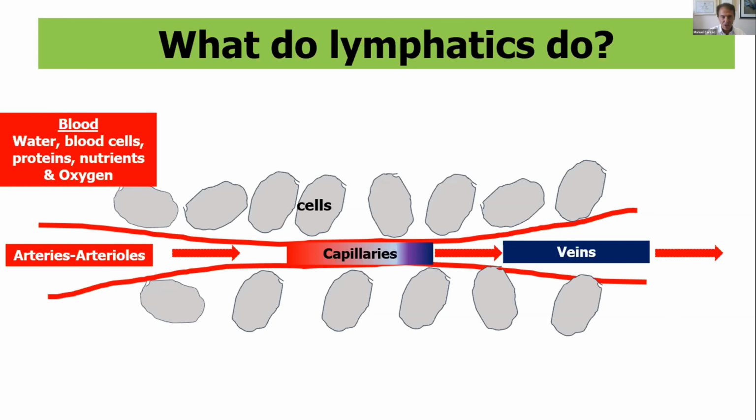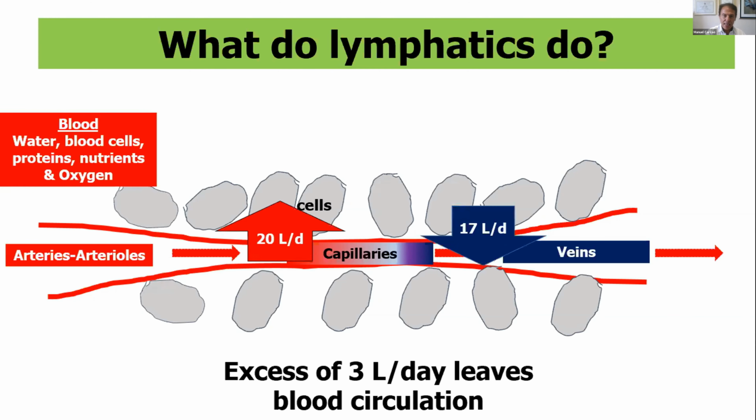We have to deliver a lot of things to our tissues. And so blood contains a lot of stuff. It contains water. It contains blood cells like red blood cells, white blood cells, platelets. It contains proteins. It contains nutrients that we've absorbed through our intestines. And it contains oxygen. And all of these things, to one extent or another, are going to be delivered to cells. Cells need oxygen. Cells need nutrients. Cells need proteins. And so we deliver these components of blood to our tissues.